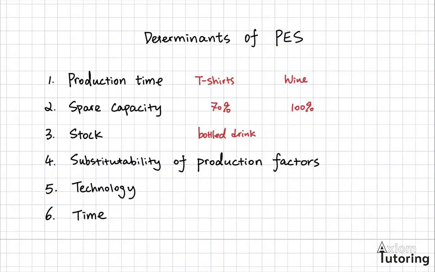A low PES example is fresh fish in a local market, because these are limited in supply as fish spoils quickly. Firms cannot increase quantity supplied easily even if prices rise, so PES is low.